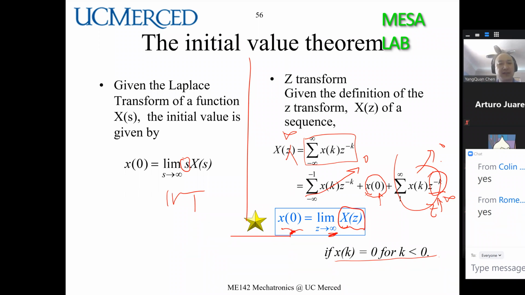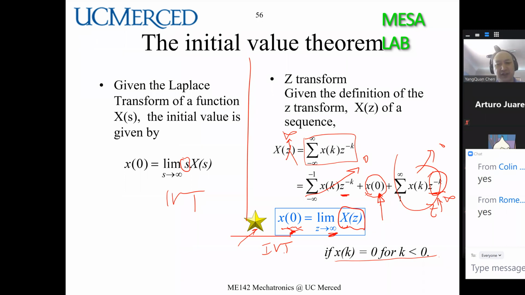If I send all the z's to infinity, this term will be zero, and this term will also be zero. Then I only have x0 left. So simply, I send z to infinity in here and I will get my x0. This is the IVT for the z transform.